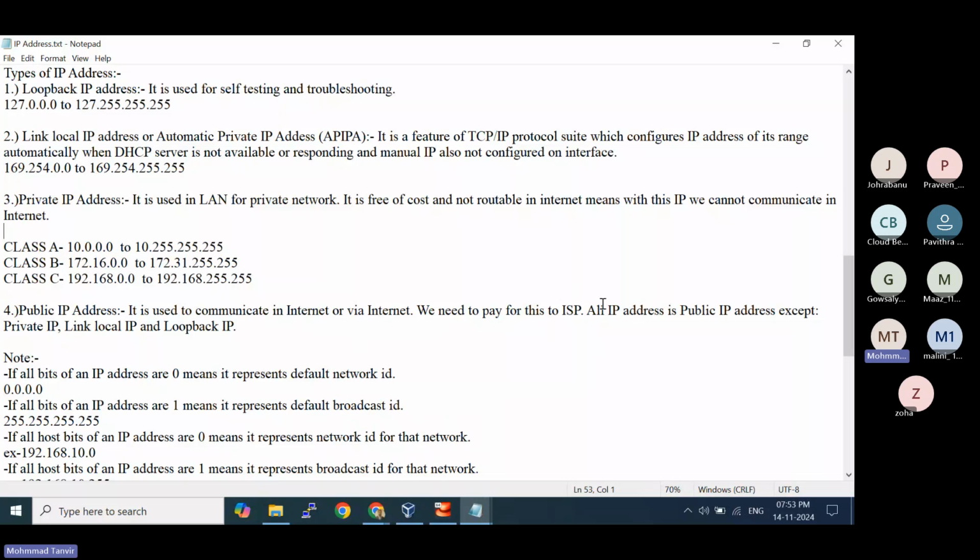So which IP addresses are public IP? Whatever ranges we have defined in 1, 2, and 3, except these, all the rest of the IP addresses are public IP addresses.